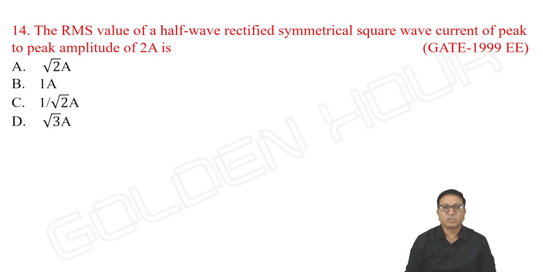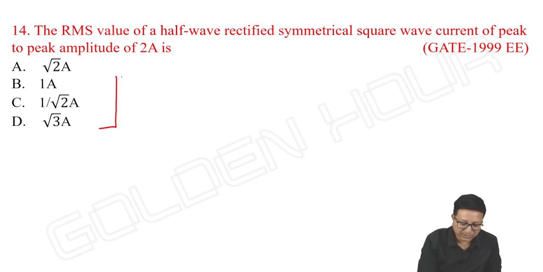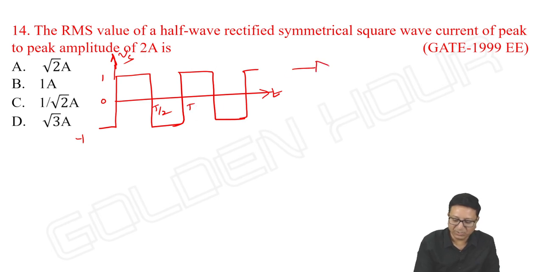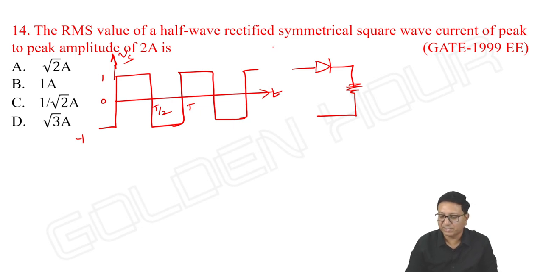Next, the RMS value of a half-wave rectified symmetrical square wave current of peak to peak amplitude of 2 amperes is. Okay. So, what they are asking is, for example, a secondary voltage with peak to peak amplitude 2, symmetric 0, T by 2, T. This is passed through a half wave rectifier. The RMS value of the half wave rectified symmetrical square wave current of peak to peak amplitude.